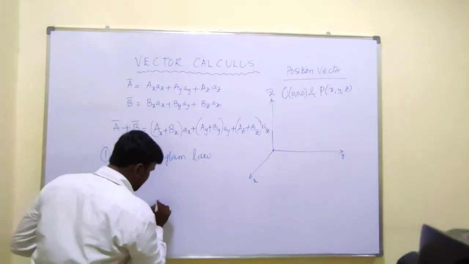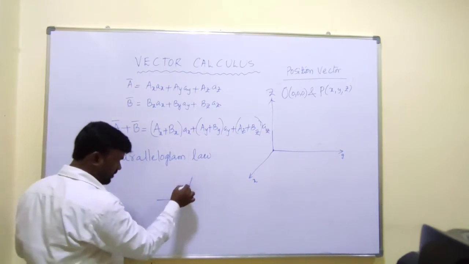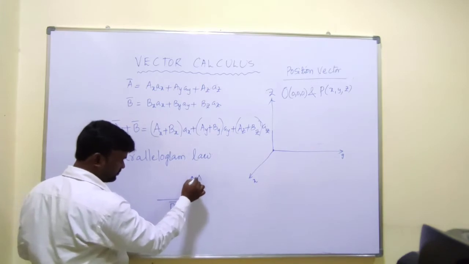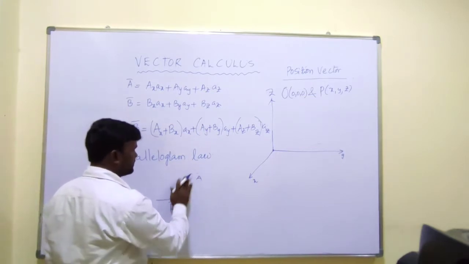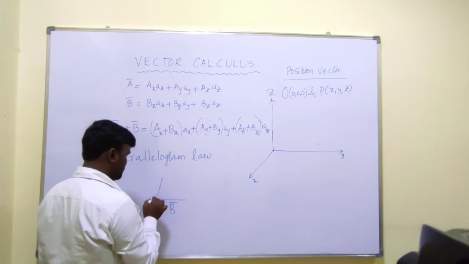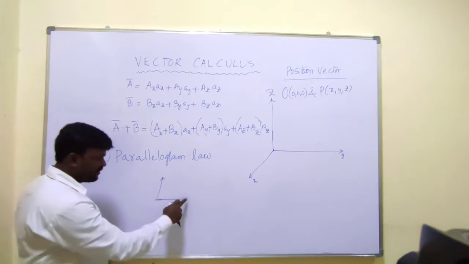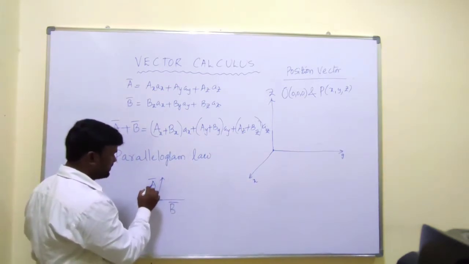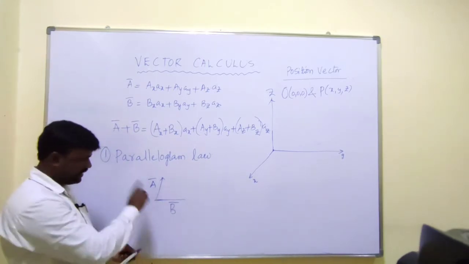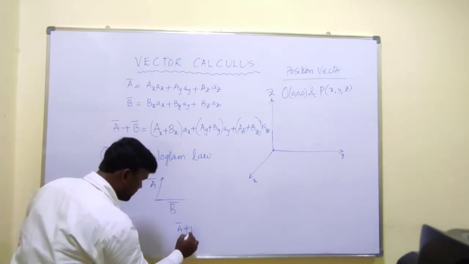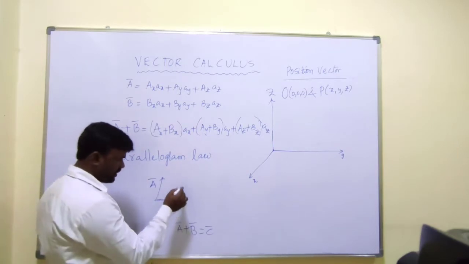I have a vector like this, let us say B bar, and a vector A bar like this. These are in the plane of the board, the plane is nothing but this board. These vectors are called coplanar vectors, they are on the same plane. If these two vectors are added, we will get a vector called C bar, that is A bar plus B bar equal to C bar.